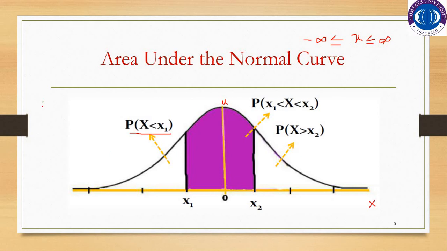The probability density function is p of x equals 1 over sigma under root 2 pi, e raised to the power minus (x minus mu) whole square divided by 2 sigma square, as we discussed in the previous lecture, and the limit of the random variable is minus infinity to infinity.